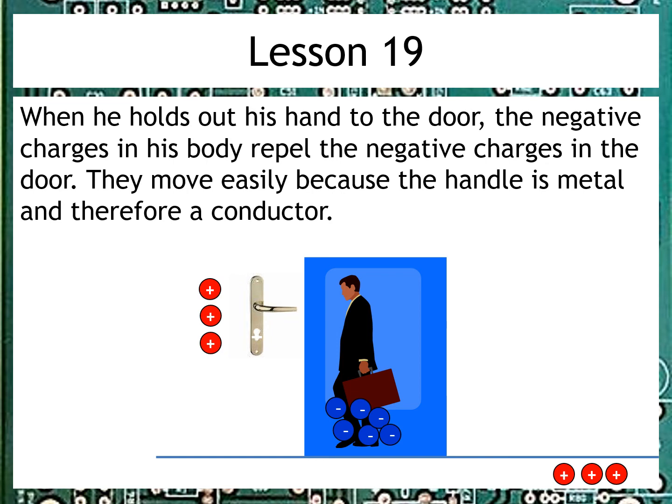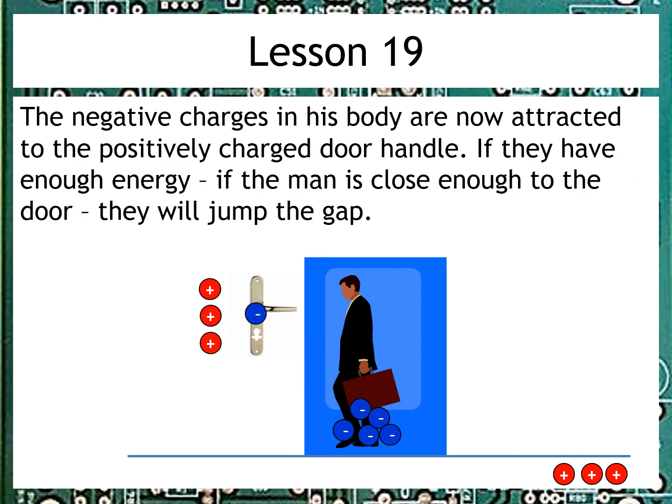They move away easily because the handle is metal and therefore a conductor. The negative charges in the man's body are now attracted to the positively charged handle of the door. They're now going to try and jump the gap. If the gap gets small enough, the charges will have enough energy to jump across. It is as the charges jump the gap that a spark happens, and that's what happens when you get an electric shock.